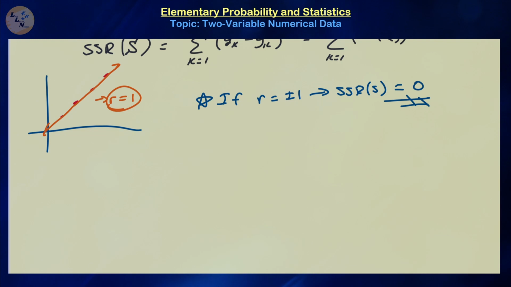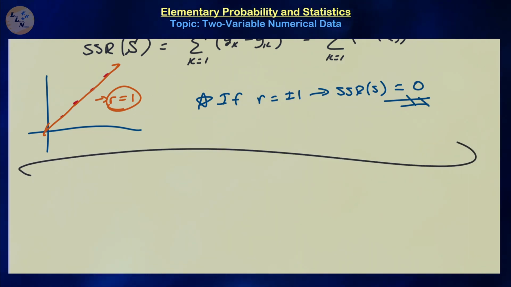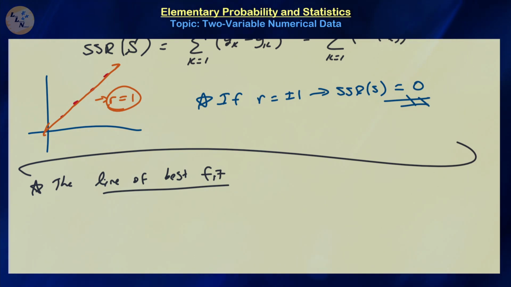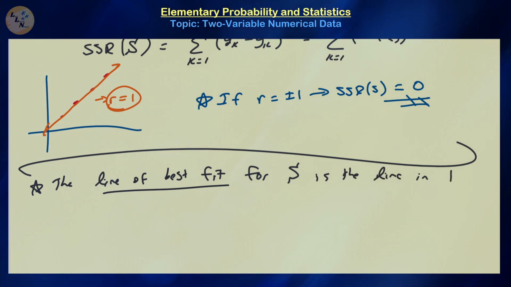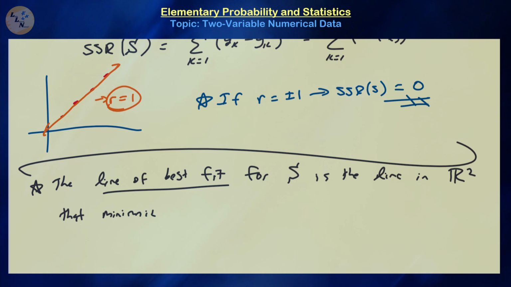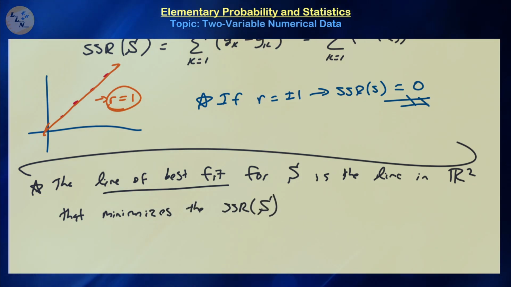Now, what is this line of best fit? Like, how do we find the value of m and b? So the line of best fit, and we can take this even as a definition. The line of best fit for a two-dimensional data set S is the line in two-dimensional space R2 that minimizes the sum of squared residuals for that particular data set S.